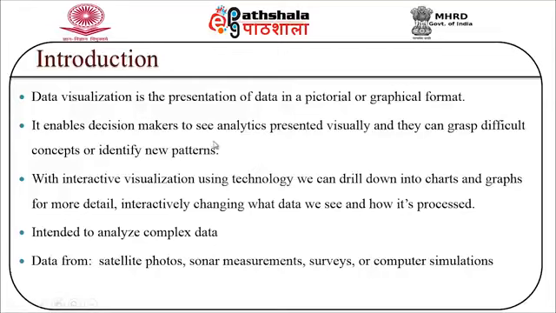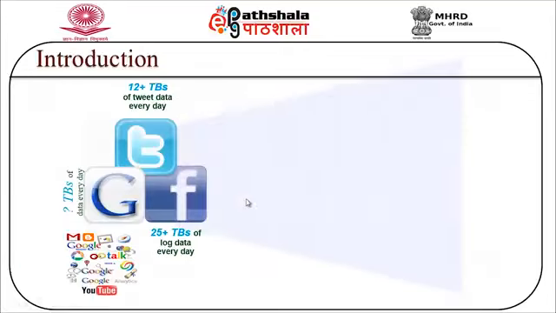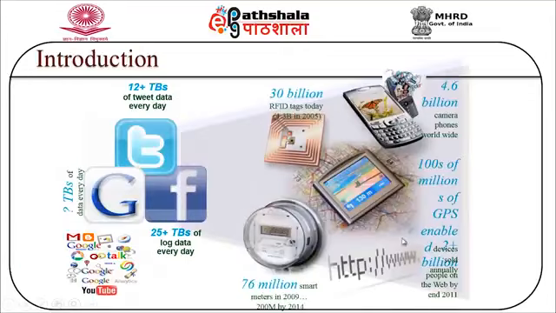It is intended to analyze complex data. So the kind of data which are useful for data visualization are received from satellite photos, sonar measurements, surveys, computer simulation, or some kind of experimental analysis. If you look at the types of data that we have, say about 12 terabytes of tweet data every day we receive. We receive certain terabytes of data every day from Google, and about 25 terabytes of log data every day from your Facebook data set. So these are the kind of data that we receive from the social networking applications.